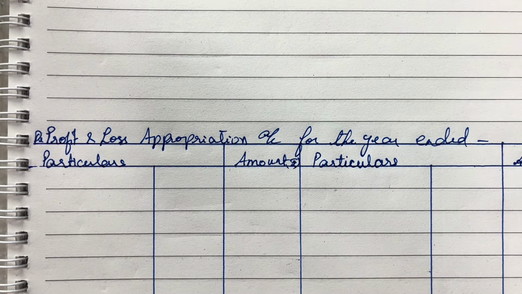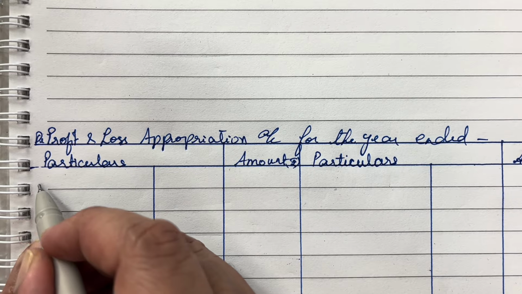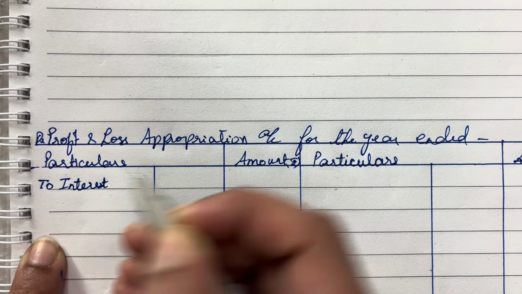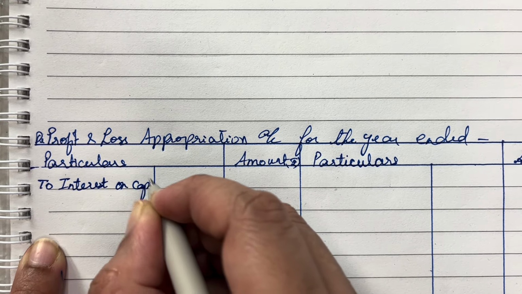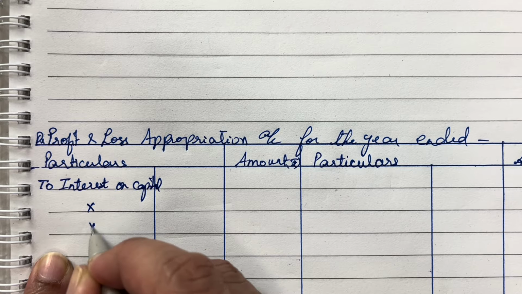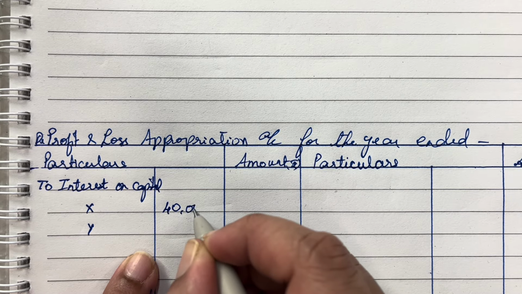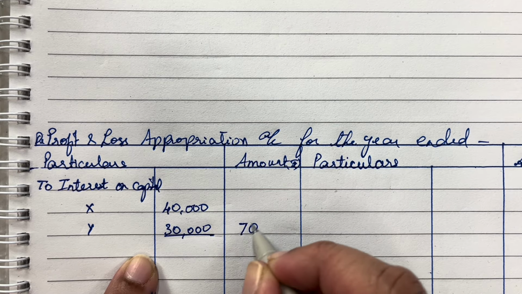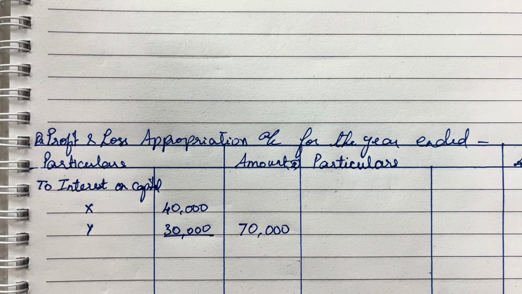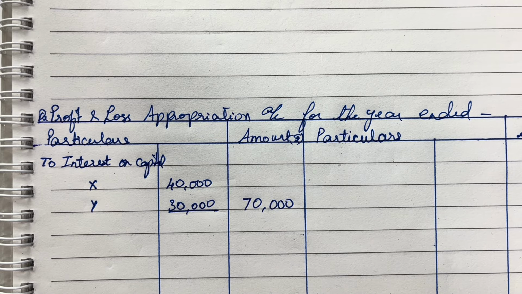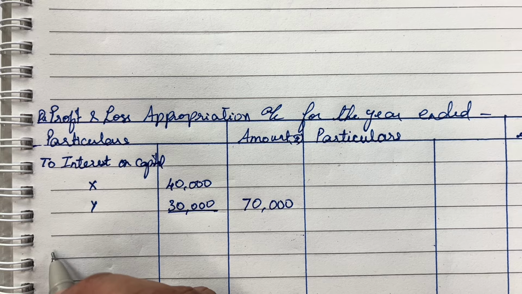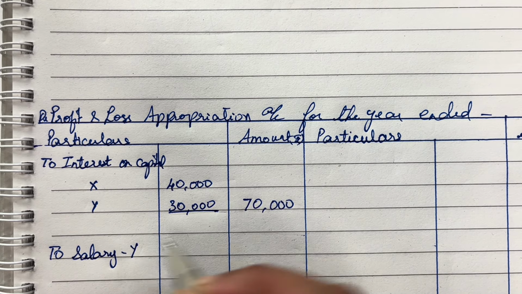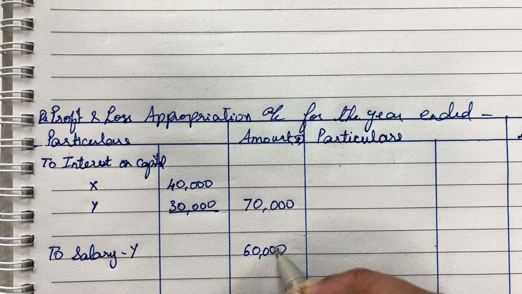Now this interest on capital, we'll record it in the profit and loss appropriation account. To interest on capital, X and Y. For X it is 40,000 and for Y it is 30,000. So our total interest on capital is rupees 70,000. Okay, our next entry would be for the salary to Y. To salary Y, he's getting a salary of rupees 60,000.